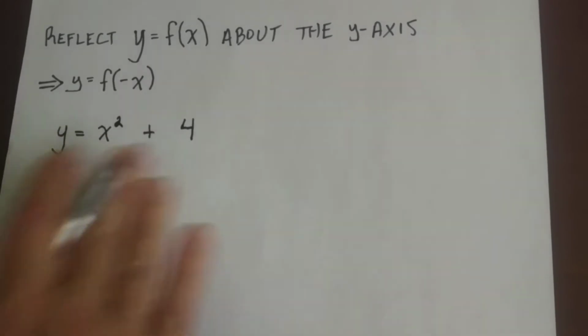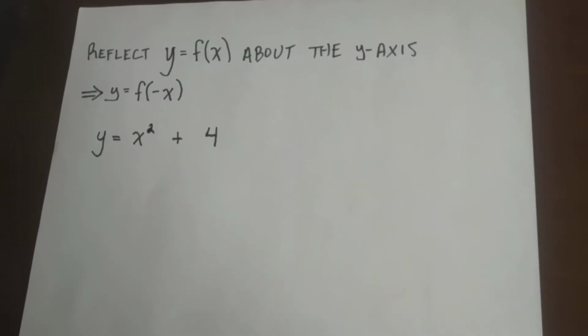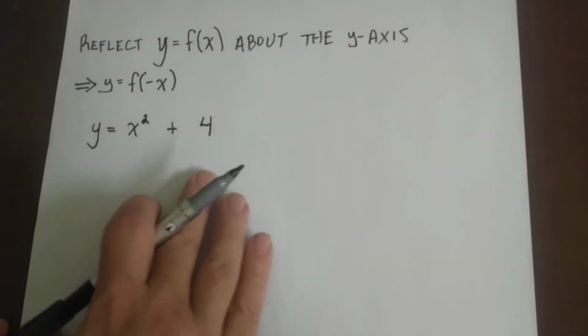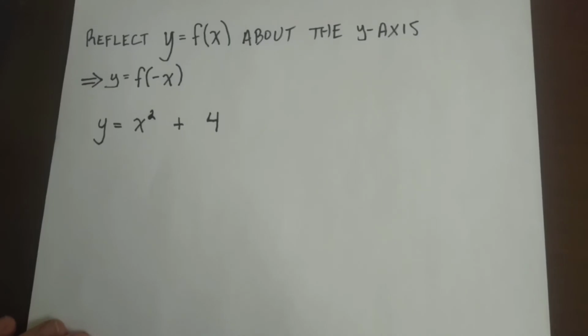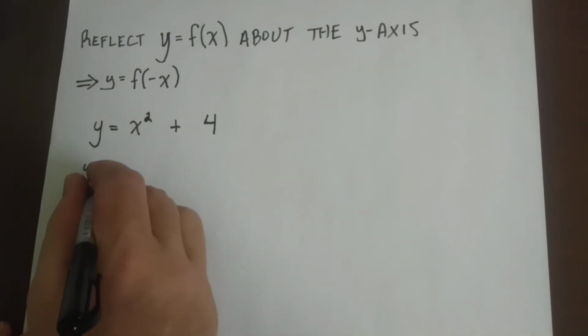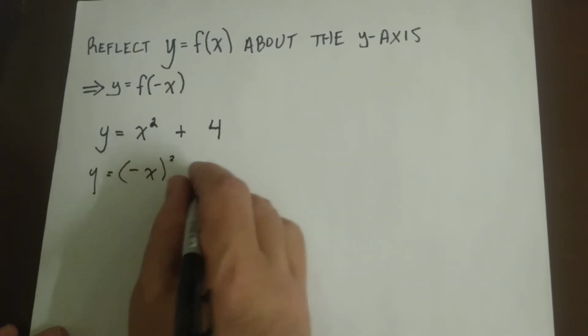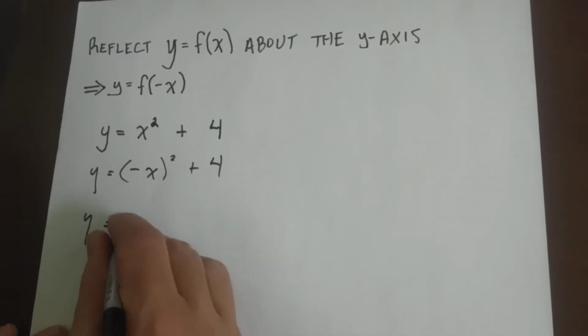So if you have an equation like this, and you want to reflect it about the y-axis, remember, if you want to reflect it across the y-axis, then you change the x-coordinates. If you want to reflect it about the x-axis, then you change the y-coordinate. So now we are trying to reflect it about the y-axis, because that's what they're asking us to do. And what we're going to do is change the sign of the x. So y is equal to negative x squared plus 4. And y is equal to x squared plus 4.